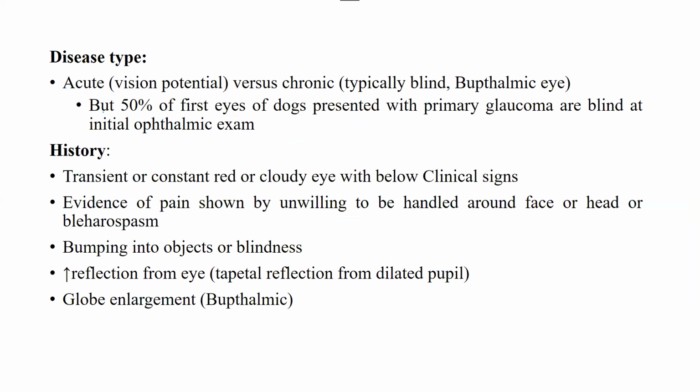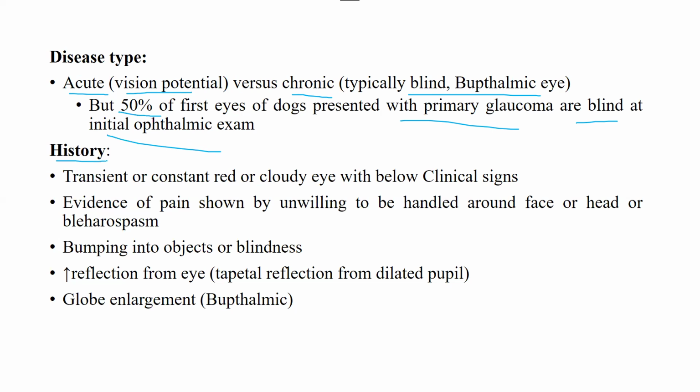Okay, disease types. It can be acute, it can be chronic. In acute, if the owner brings the dog to the hospital, the vision is going to be intact. So if it's the acute disease, it is going to have its vision. But if it's chronic disease, it is typically going to be blind and have a big eye, like a buphthalmic eye. But still, 50% of the first eyes of the dog presented with primary glaucoma are blind at the time of initial ophthalmic exam, because owners note these signs very late. Until then, the blindness has already happened when they bring the dog to the veterinary hospital.